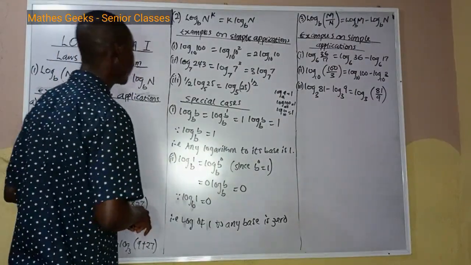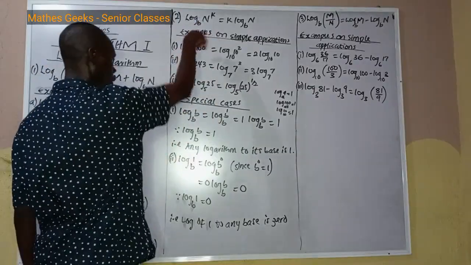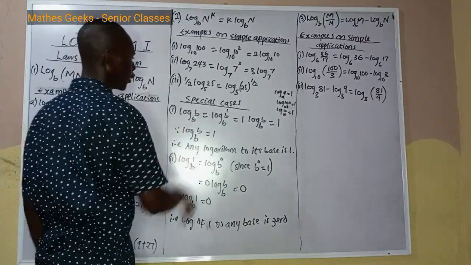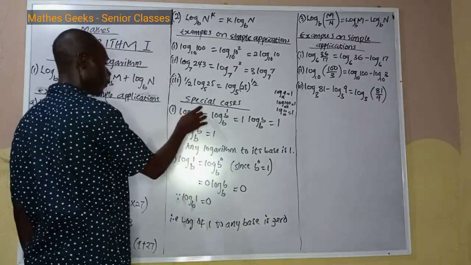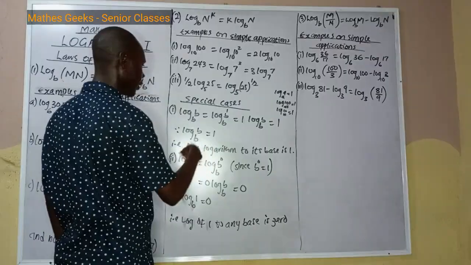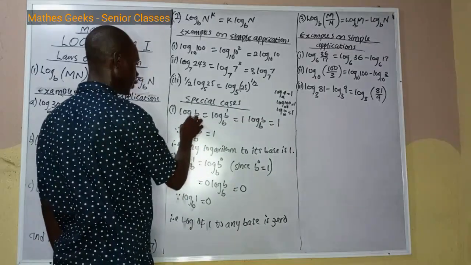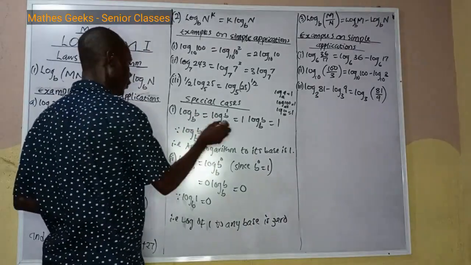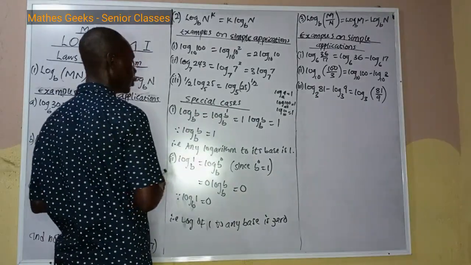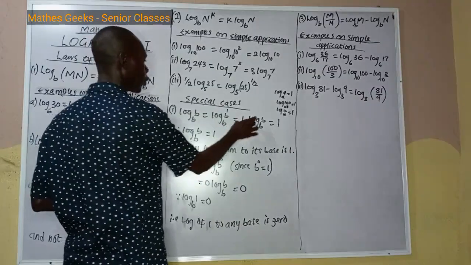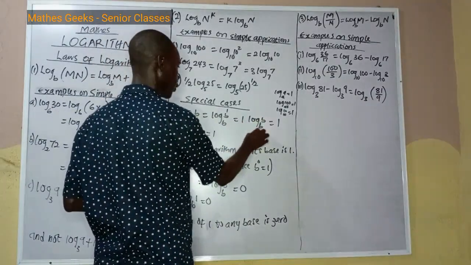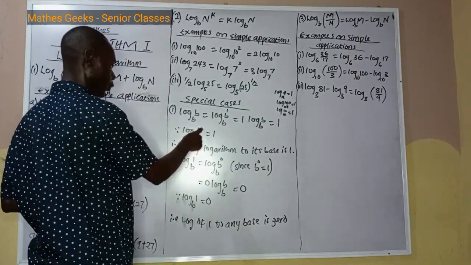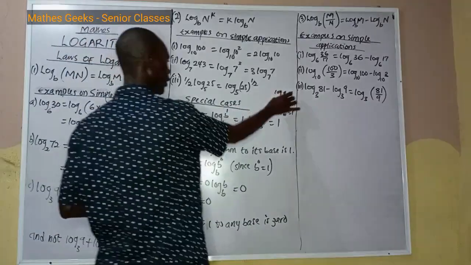Then let's look at special cases under this particular law. Now, logarithm b to the base b is equal to 1. Take note of that. The logarithm of any number to its base is 1. So log b to the base b is equal to 1. How? Now, in index form, b is raised to 1. So if you bring the 1 backwards, you're going to have 1 times log b to the base b, which is equal to 1. Why is it so? Because log b to the base b is equal to 1. That was what I explained here.